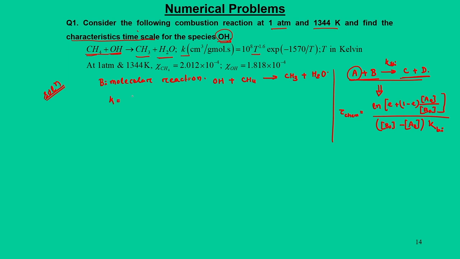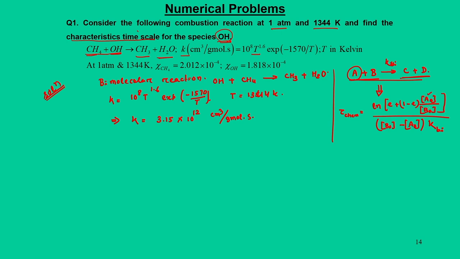K is equal to 10 to the power 8 T to the power 1.6 exponential minus 1570 by T. Now, putting T is equal to 1344 Kelvin and all the parameters are known, then we can find K, and K has unit centimeter cube per gram mole second, and this number is 3.15 into 10 to the power 12 centimeter cube per gram mole second. Okay. But what other thing we require?